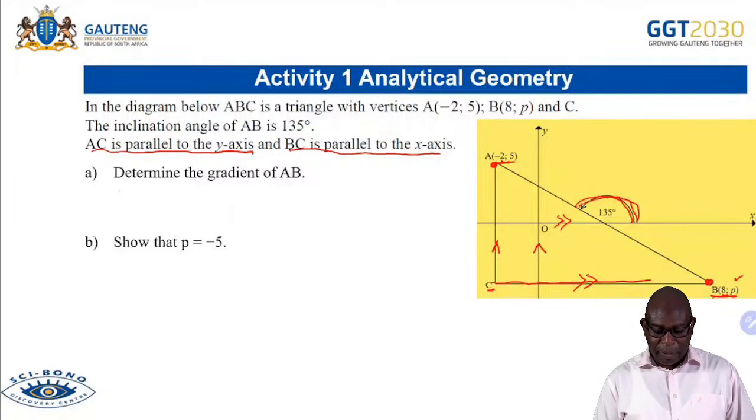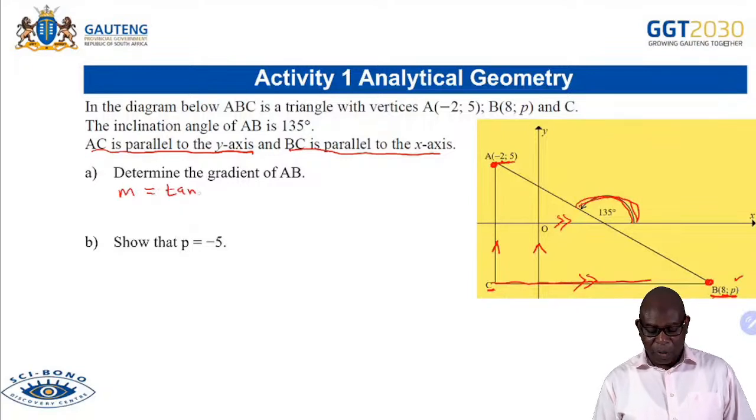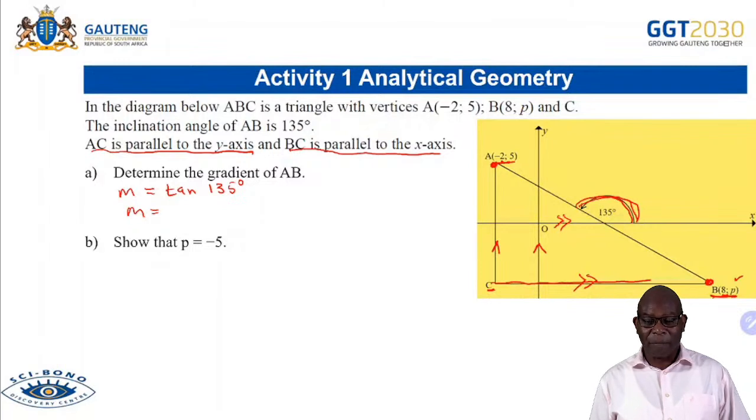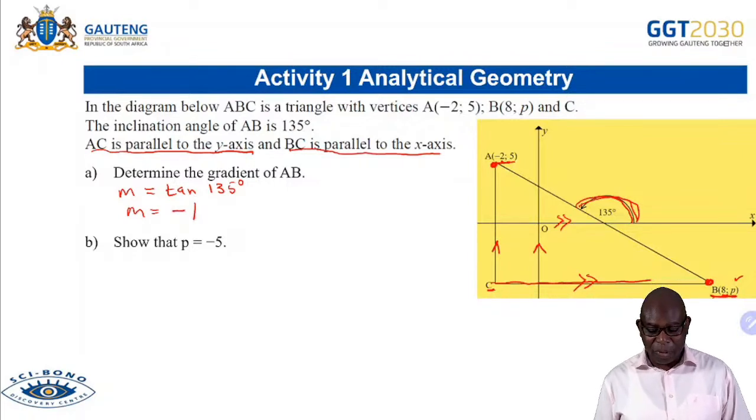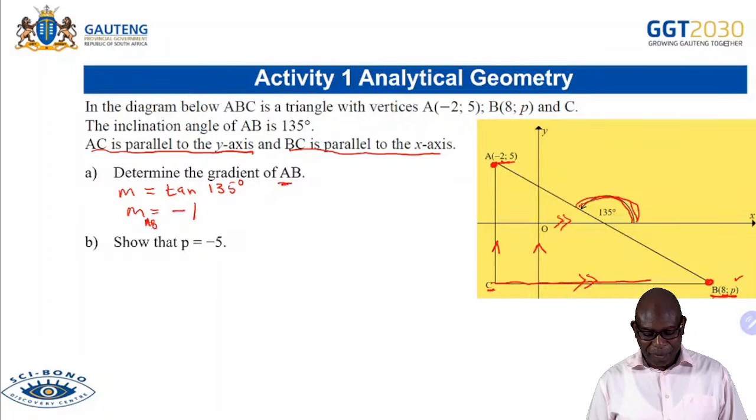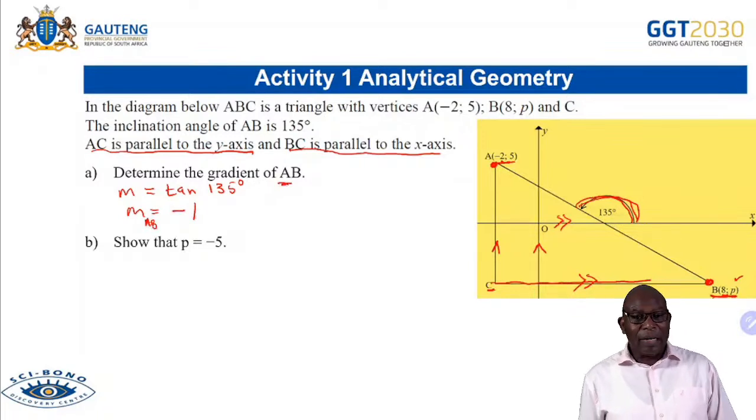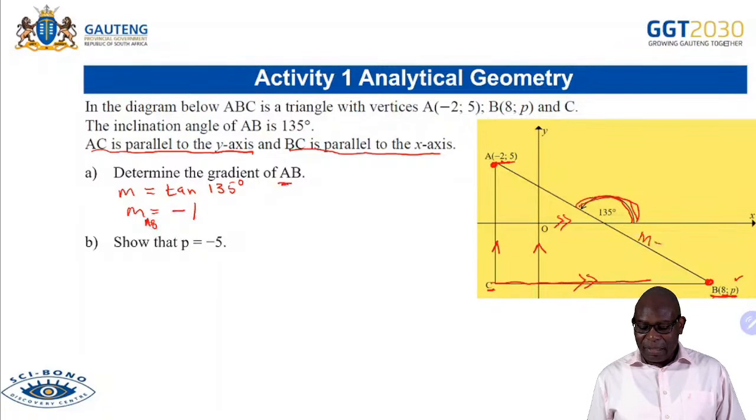So I'm going to say the gradient is equal to the tangent of an angle. And what is that angle there? It's 135. So the gradient is tan of 135. Remember the formula there. So the tan of 135 is going to be -1. Good. I can just use my calculator there to get it. So the gradient of AB is nothing else but -1. Already I know what the gradient of this line is. It's -1.